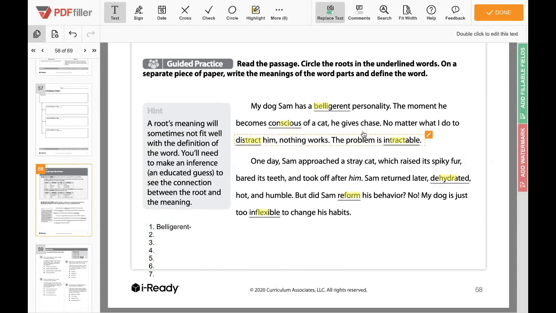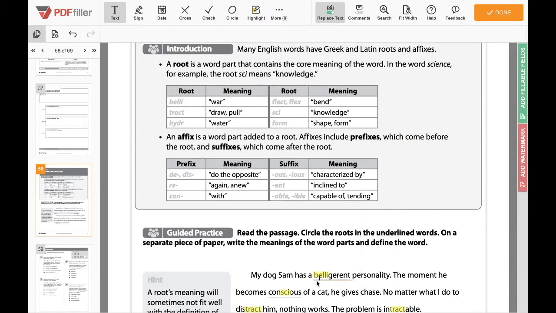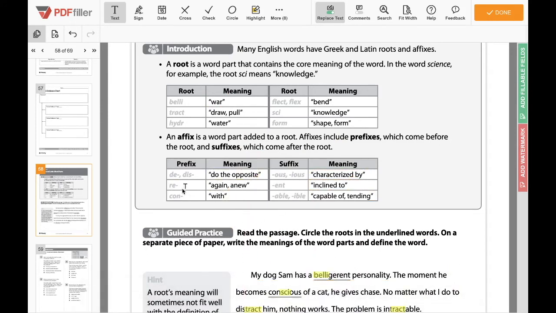If we look at the word belligerent, we know that the root is B-E-L-L-I. That means war. The other parts we see are re, which is right here, and ent. So inclined to, or anew. I think because we have the R-E and then the E-N-T, we're going more with the E-N-T here, because we don't see the R-E on its own.